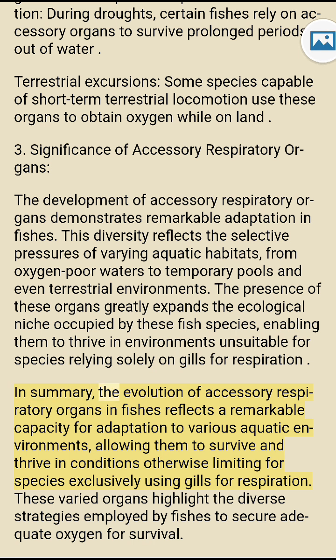In summary, the evolution of accessory respiratory organs in fishes reflects a remarkable capacity for adaptation to various aquatic environments, allowing them to survive and thrive in conditions otherwise limiting for species exclusively using gills for respiration. These varied organs highlight the diverse strategies employed by fishes to secure adequate oxygen for survival.